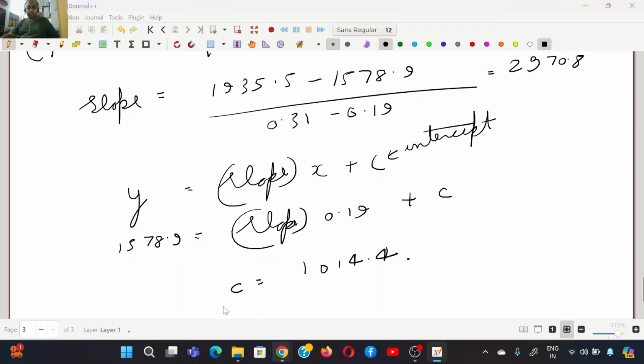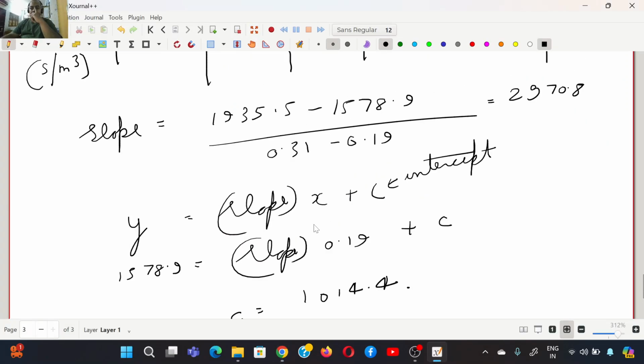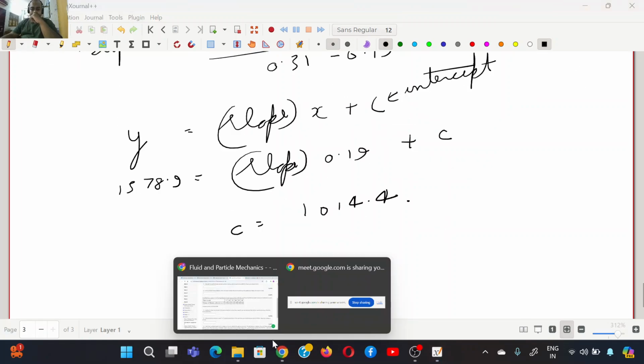Okay, and here they have asked two things, evaluate the slope and intercept. That's why I was confused. And they have only one blank. So either you have to put slope or intercept. I suggest to put the value of slope, because again they have told now for slope calculation use 2-point form. So maybe put this value.